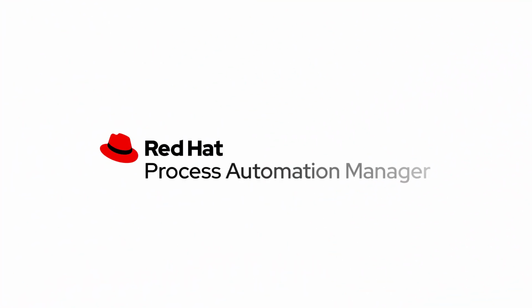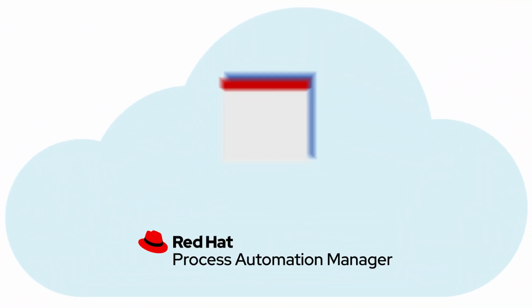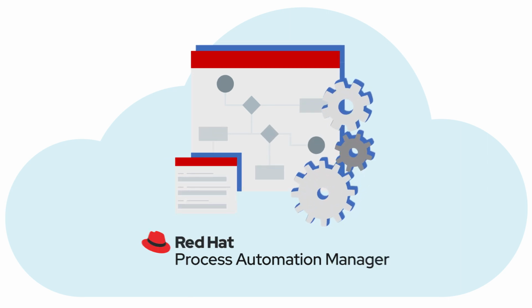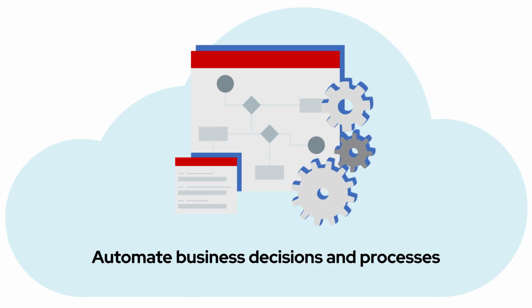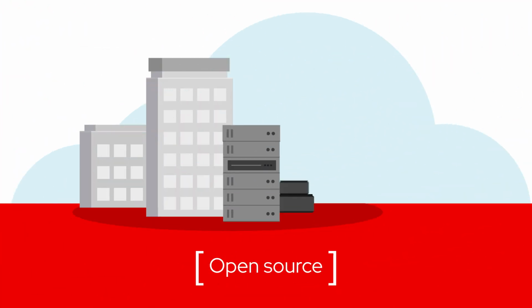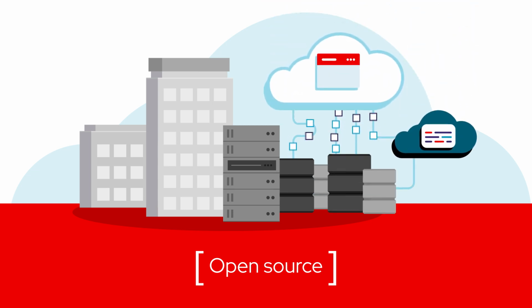And Red Hat Process Automation Manager provides the foundation for developing cloud-native case management-style applications to automate business decisions and processes. And because it's all built on open-source software, agencies can deploy on-premise, in a public cloud, in containers, or wherever it makes the most sense.